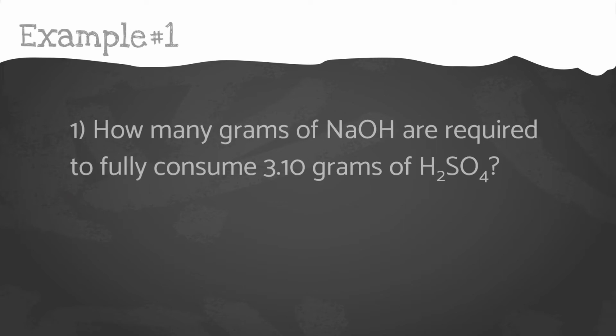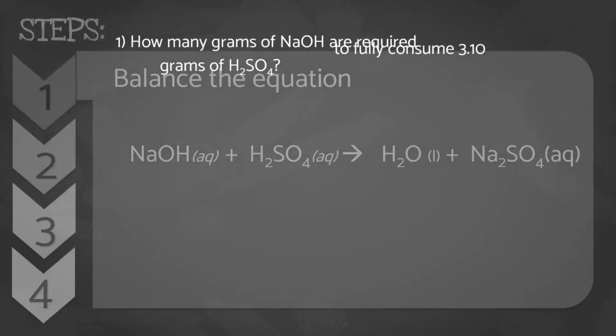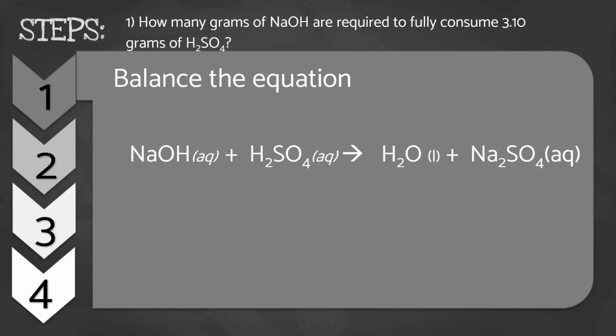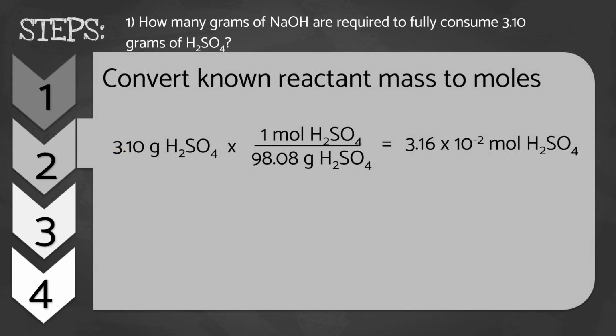In this example, we are asked how many grams of sodium hydroxide are required to fully consume 3.1 grams of sulfuric acid. Here are the several steps to solve this problem. First, we have to balance the equation by adding coefficients. Using a mole ratio, we first need to know the quantity of sulfuric acid in moles.